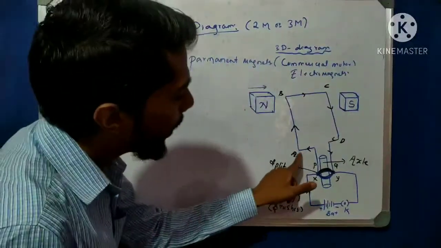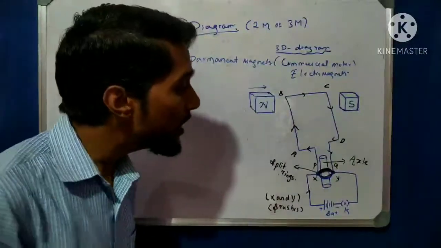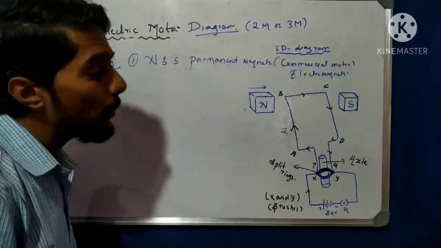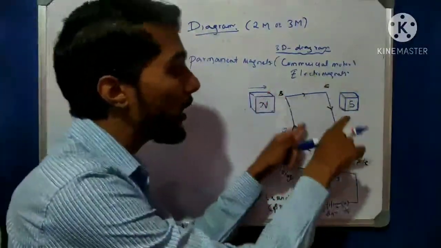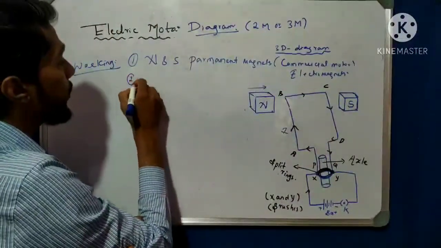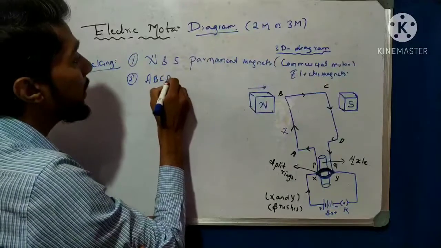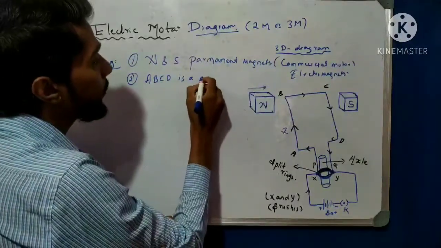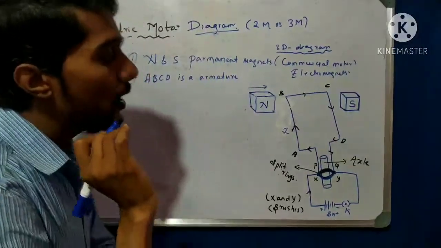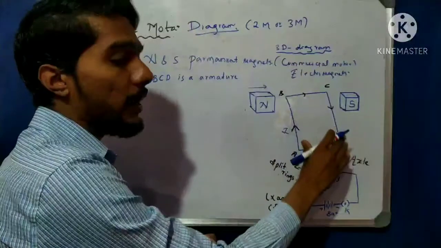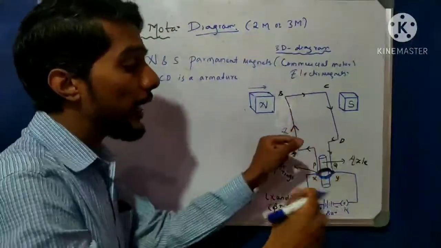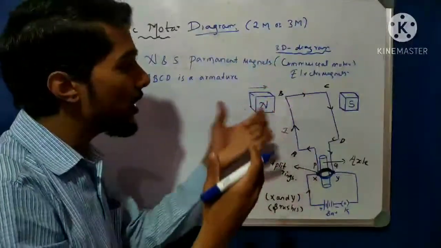And then see here, ABCD. What is ABCD here? ABCD is a current carrying conductor. See, current is flowing through AB. This type of conductor, a current carrying conductor in the form of a rectangle of many turns, is very important. So this is nothing but the armature. ABCD is an armature. What is an armature? An armature is nothing but a rectangular coil, or a piece of soft iron on which the current carrying conductor is wound.